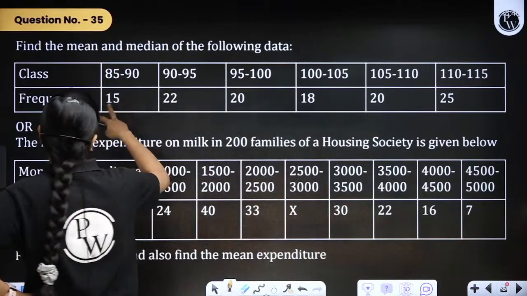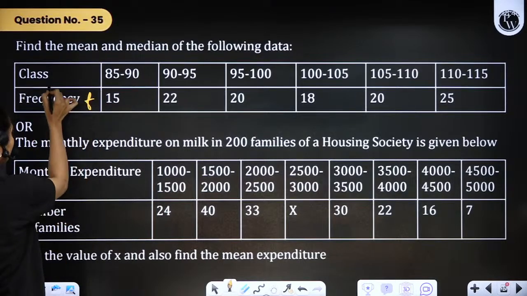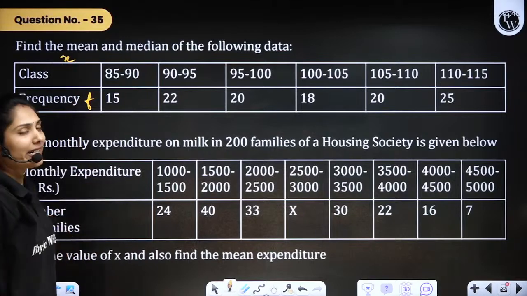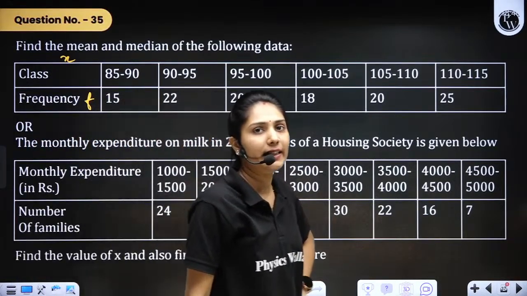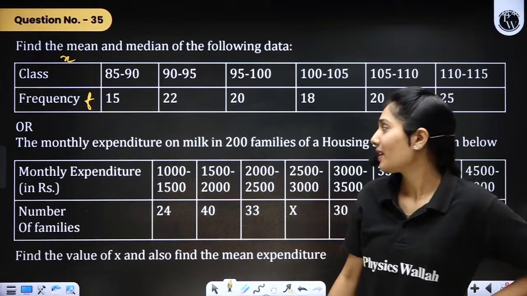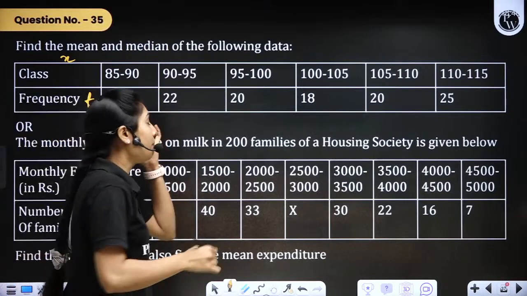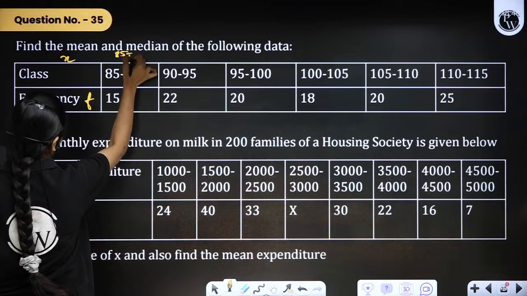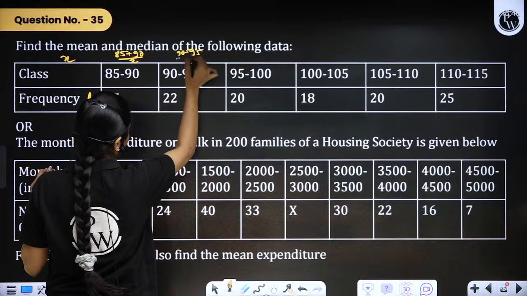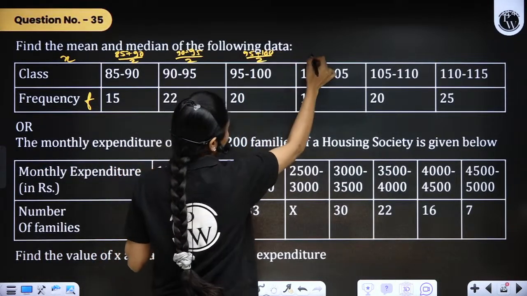So classes are given, frequencies are given. So you have the value of f. Here you need to calculate x first, which is the class mark. Now how can you calculate the class mark, beta? It's just 85 plus 90 divided by 2. Similarly, 90 plus 95 by 2, 95 plus 100 by 2, and so on.